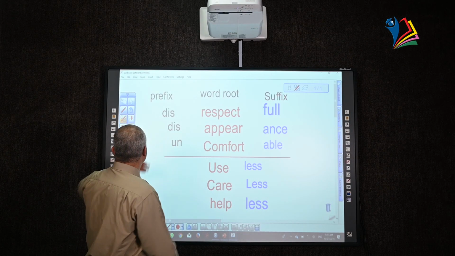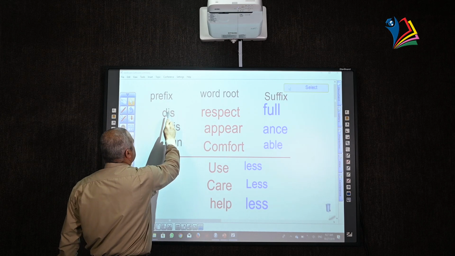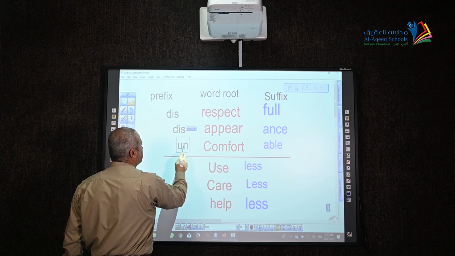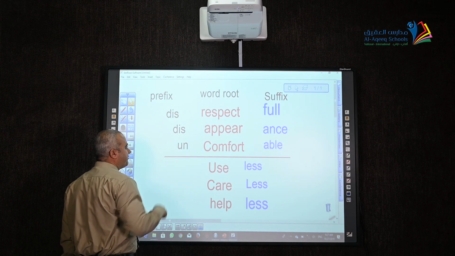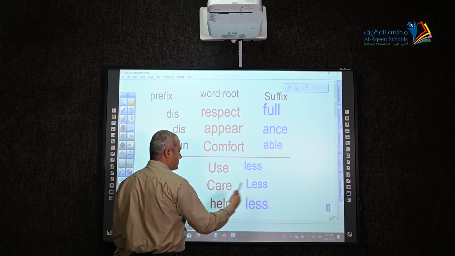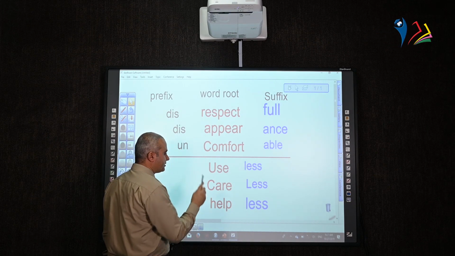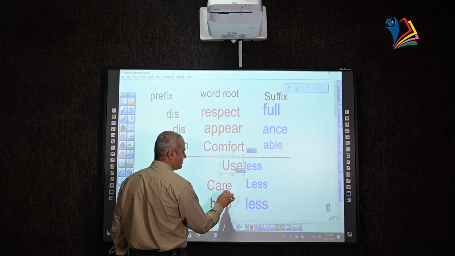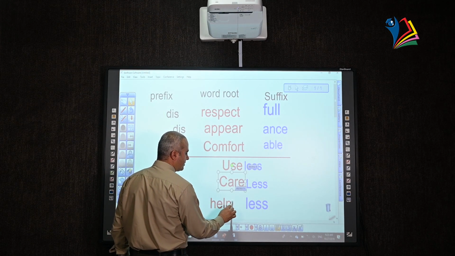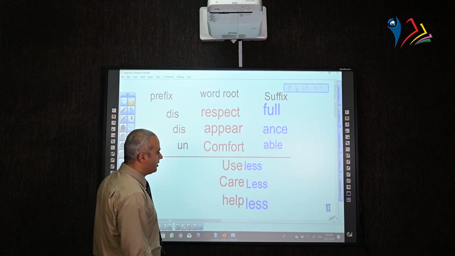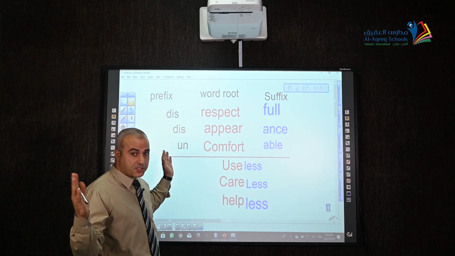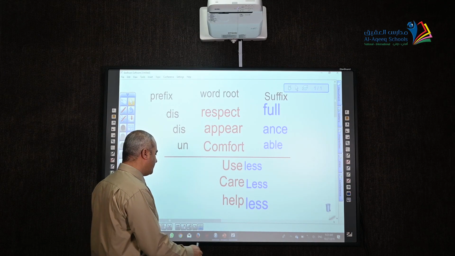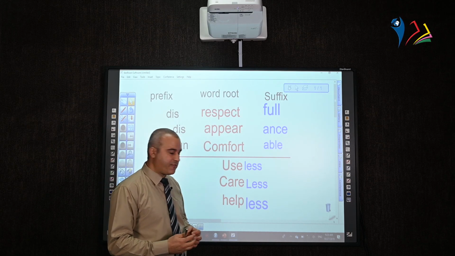These examples, disrespectful, disappearance, uncomfortable, are negative prefixes. But useless, careless, helpless are written as just one word. There is no separation. It is written like this: useless, careless, helpless. These words are written as just one word. There are no separations between the prefix, the word root or the suffix. After that, we can have various examples of negative prefixes.